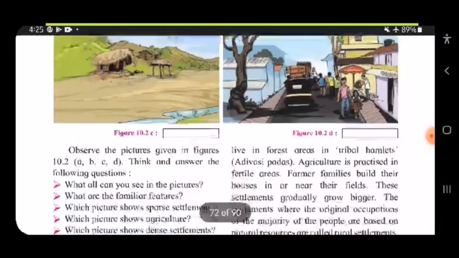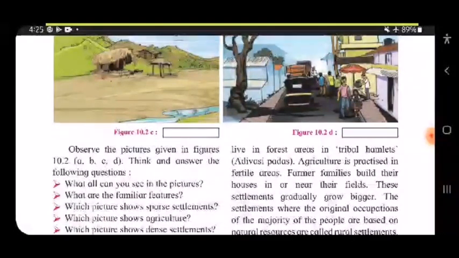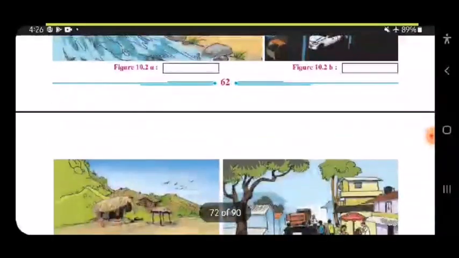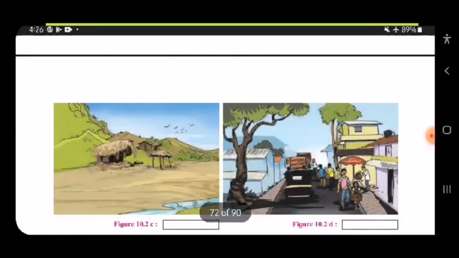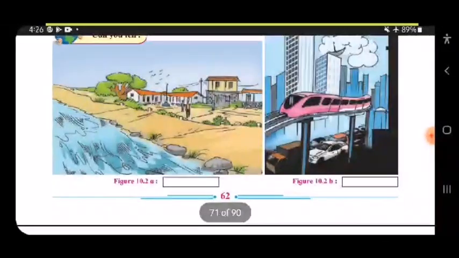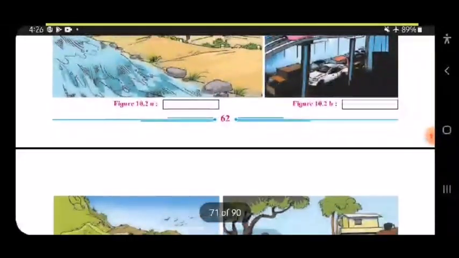Now they are asking you to observe the pictures given in figures 10.2a, b, c, d. Think and answer the following questions. The first one, they are asking you what all you can see in the pictures. In the pictures we can see people, birds, hills, rivers, farms, trees. These are all the things that we see.